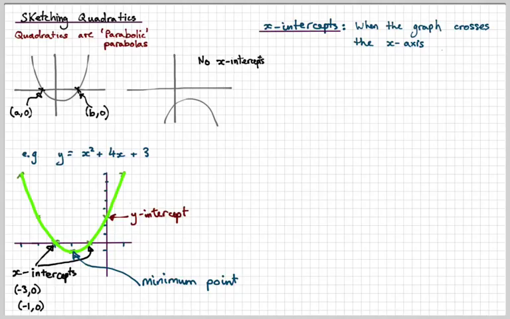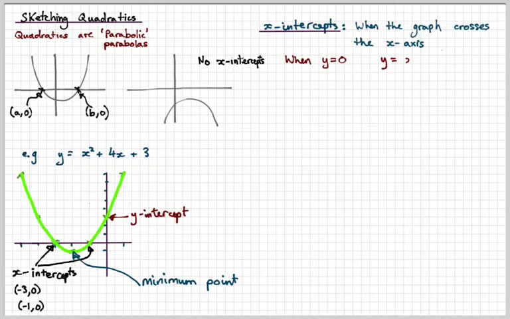So in conclusion then, the x-intercepts happen when the graph crosses the x-axis, but we know something about that point. We know that the y value is 0. If we look at all the coordinates where this happens, the y value is 0. Let's apply this to the graph.